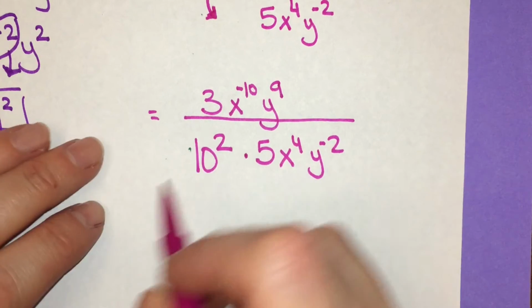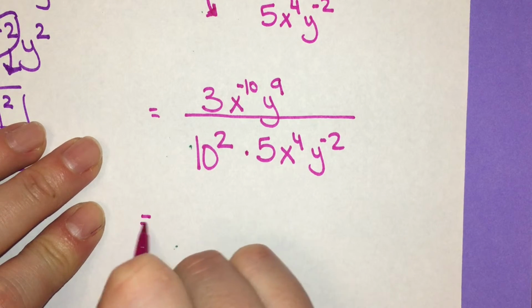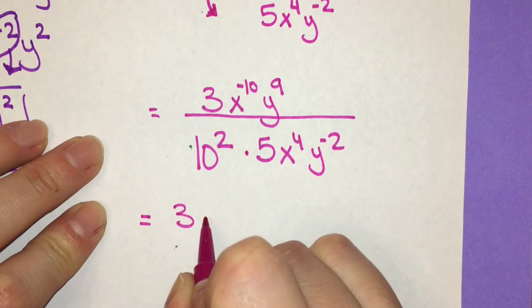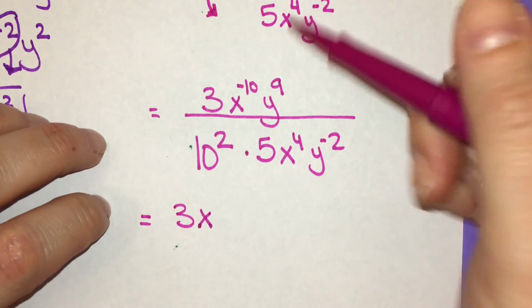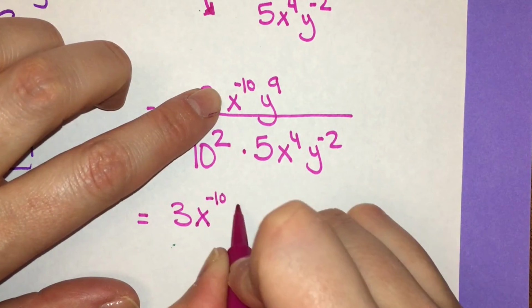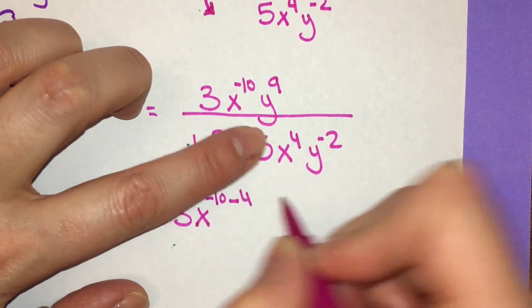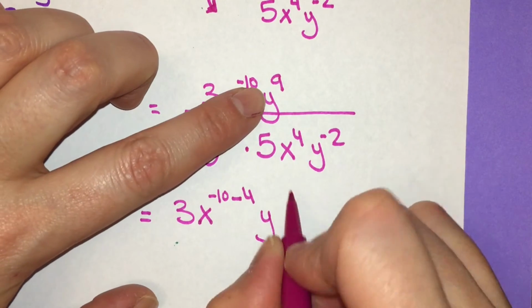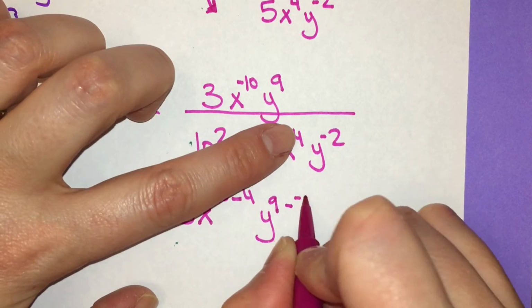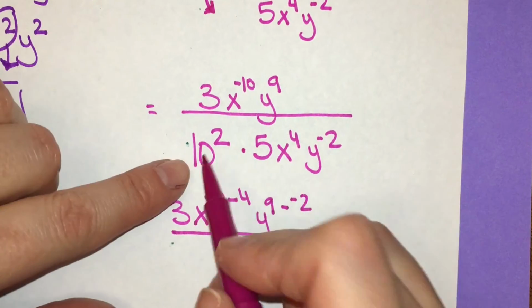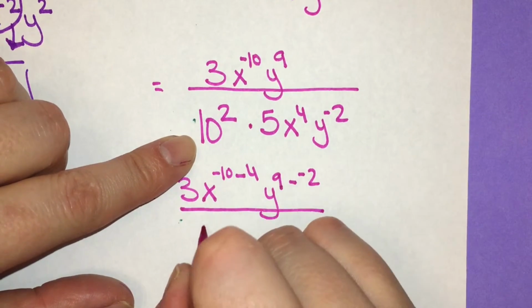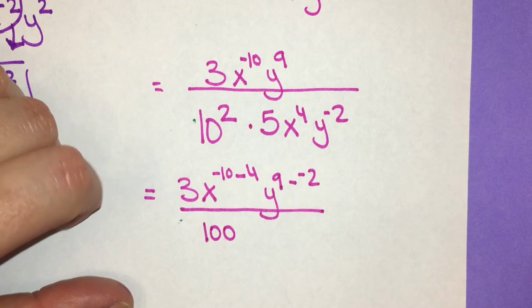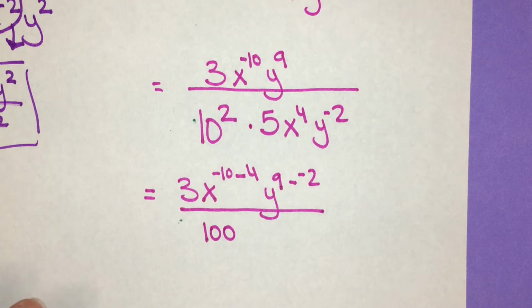Okay, so on top here, I'm going to leave my 3. I have x to the negative 10th minus the 4th, because remember when you're dividing, if the bases are the same, subtract. Y to the power of 9 minus negative 2 over 10 squared is 100, because remember that means 10 times 10.